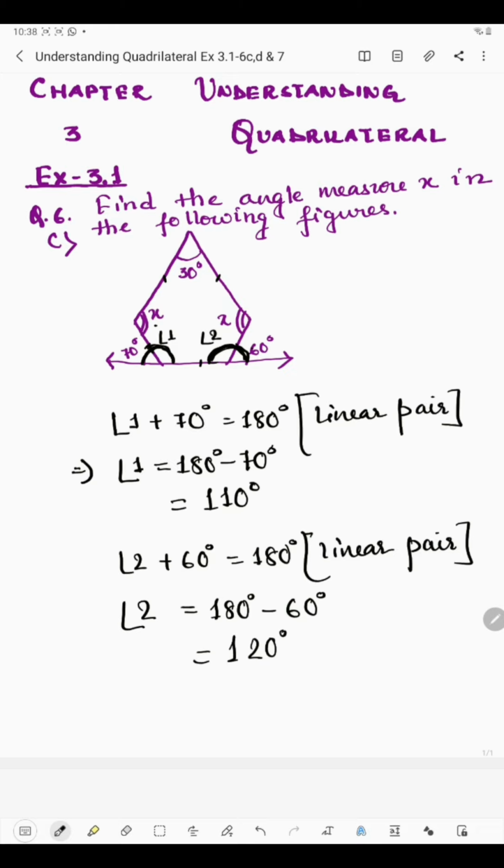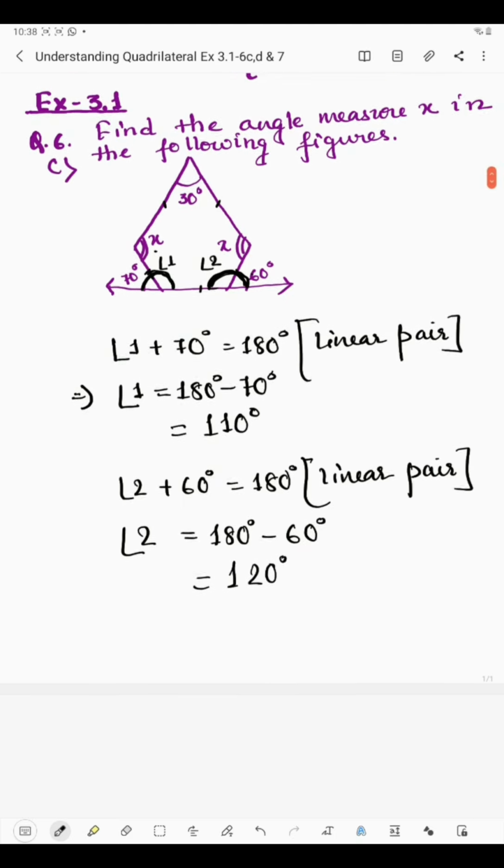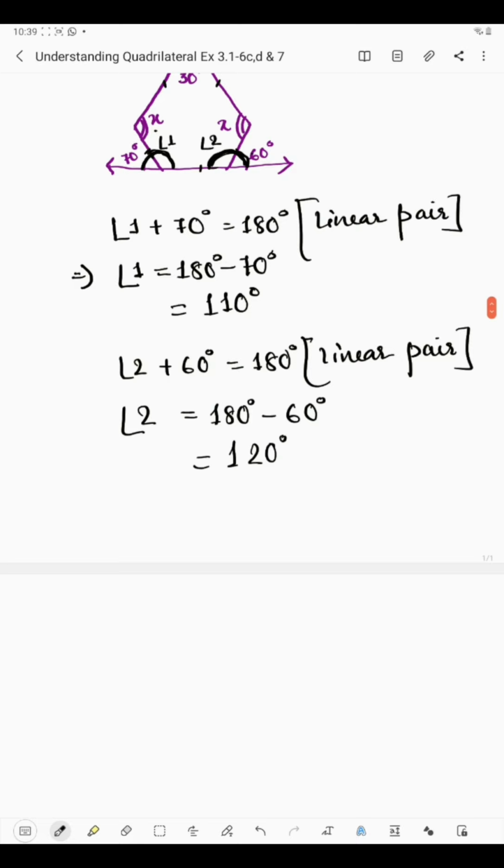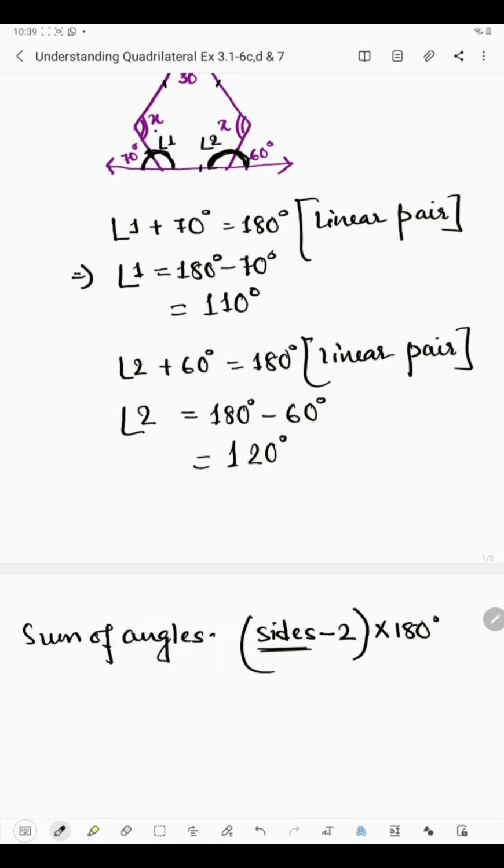Now as this is a pentagon, what will be the sum of angles of a pentagon? So we know that whatever be the polygon, how to find the sum of angles of any polygon? Its sides minus 2 into 180 degree. Whatever be the number of sides of a polygon, 2 should be subtracted from the number of sides, into 180 degree. So this is the sum of angles of a pentagon.